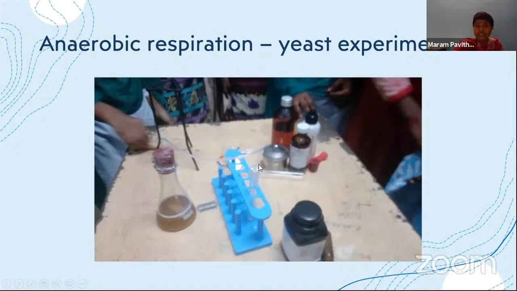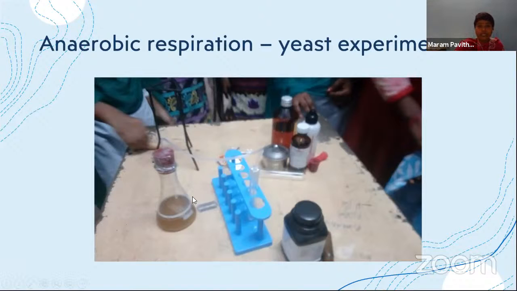And we have to close this test tube also with the sellotape. And we have to keep this entire unit aside for few hours. After few hours, what we have to do, we have to observe the lime water, and also we have to observe this glucose solution. What happened after few hours, if we observed, means lime water changed to milky white.